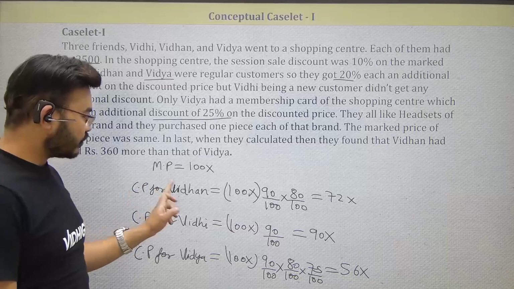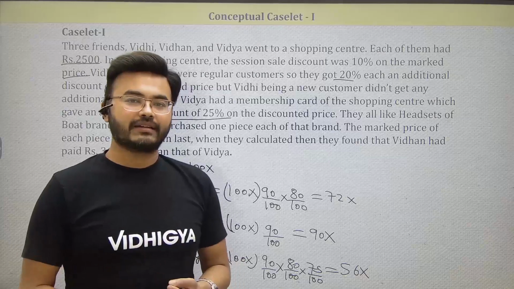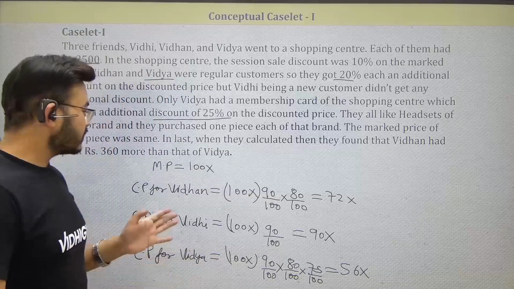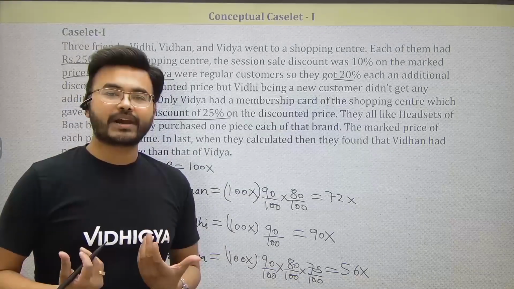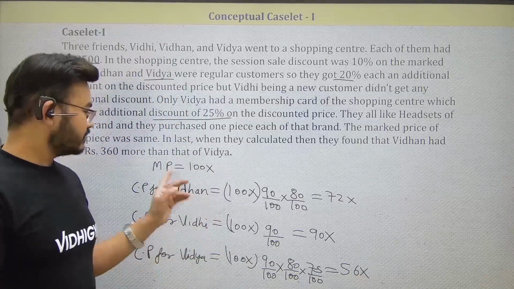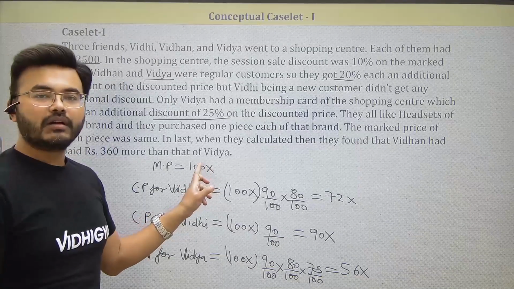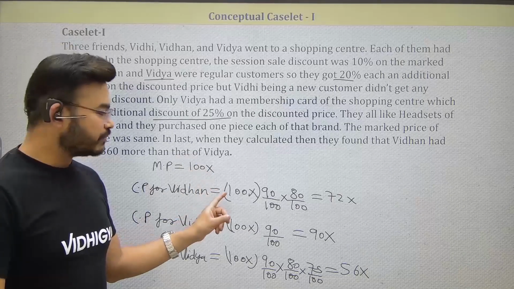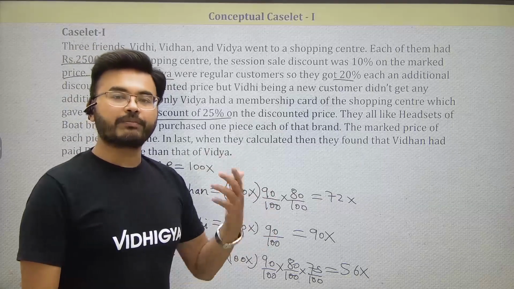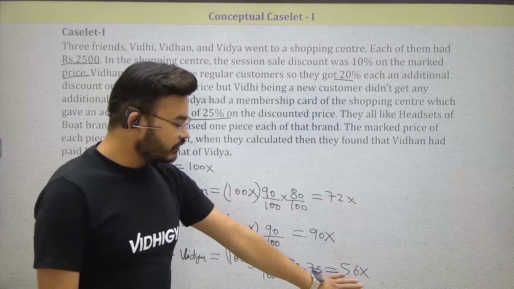We got the cost price for Vidhan as 72x. Simply we needed to remember that the selling price of the headset for the shop owner becomes the cost price for all these friends. The selling price of a shopkeeper becomes your cost price. That is what we have calculated. The selling price is calculated since we are given the mark price and we know the discount percent. From that we could calculate the selling price for the shopkeeper, which ultimately becomes the cost price for all three.